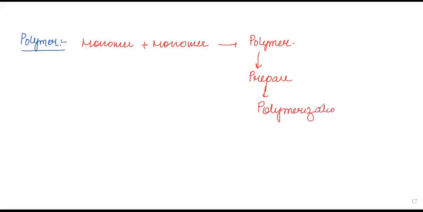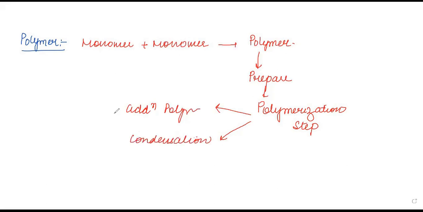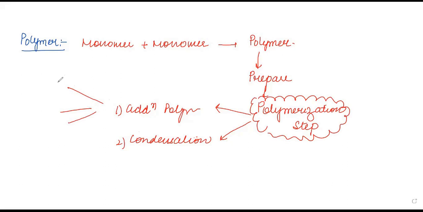There are two different types of polymerization steps. The first one is addition polymerization and the second one is condensation polymerization. So two types of things you have to revise in the case of polymerization steps. Further, addition polymerization has three kinds of mechanism. It may proceed through a cationic mechanism, an anionic mechanism, or with the help of a free radical mechanism.